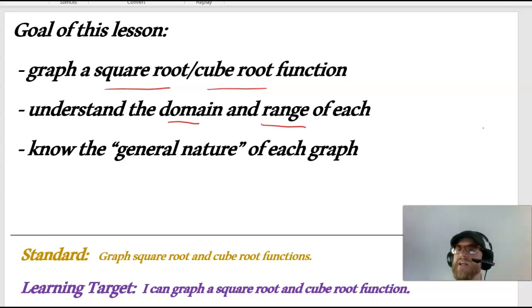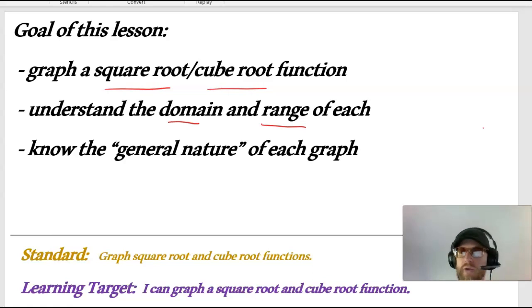Now, domain, just a reminder, my hope is that word comes back. The domain is every single input of a function. It's all of your x values. It's all the numbers that you can plug into a function, and the range is every possible output. And the nice thing is the square root function might be the first time that those two concepts are deeply understood, because it lends itself to studying domain and range.